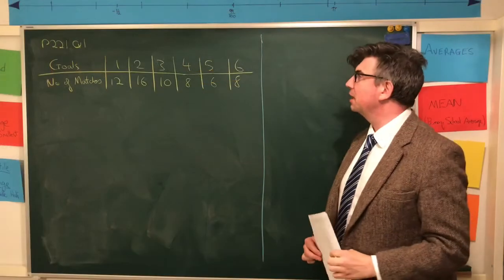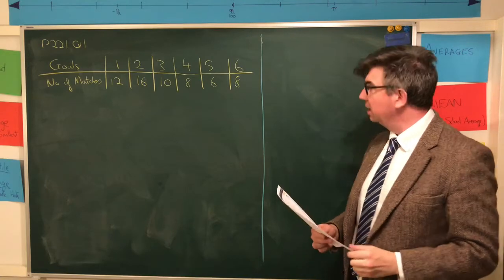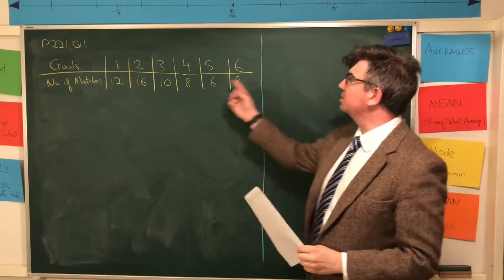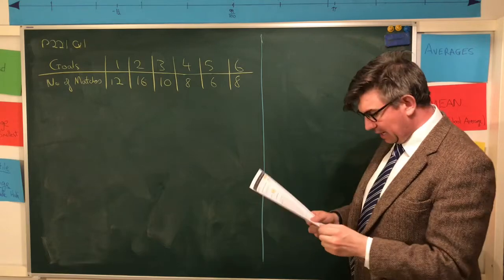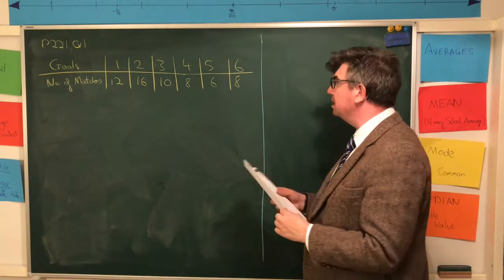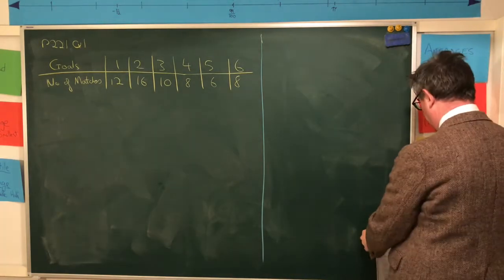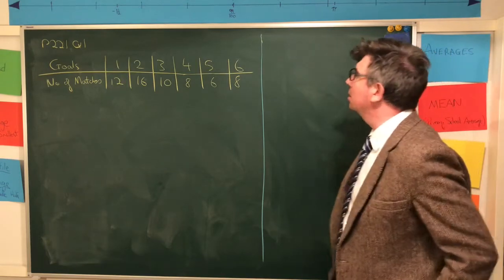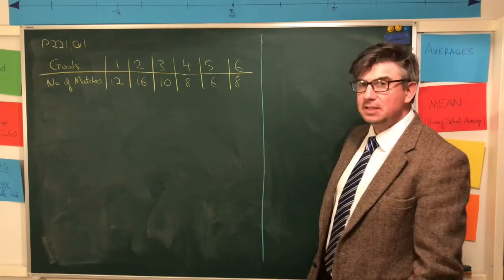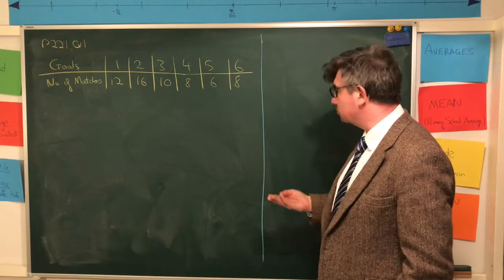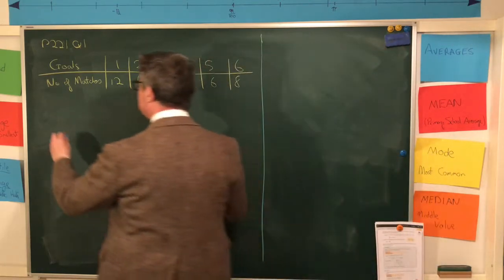We're going to take a look now at page 221, question 1. This is a frequency table that you've been given, and you've been asked to find the mode and the median. But we'll also find the mean. So we're going to find all 3 averages of this data set. Probably the handiest thing to start with is the mode. Let's write down what the mode is. The mode is the most frequent.